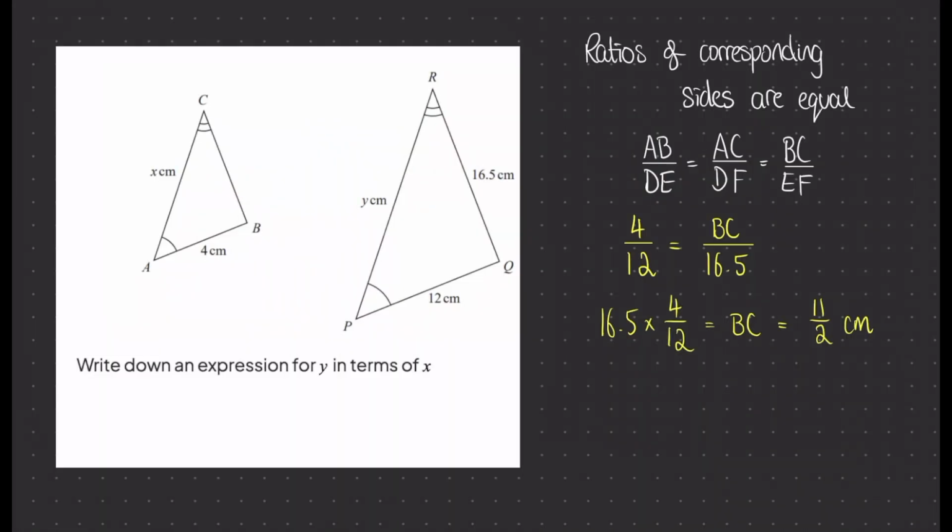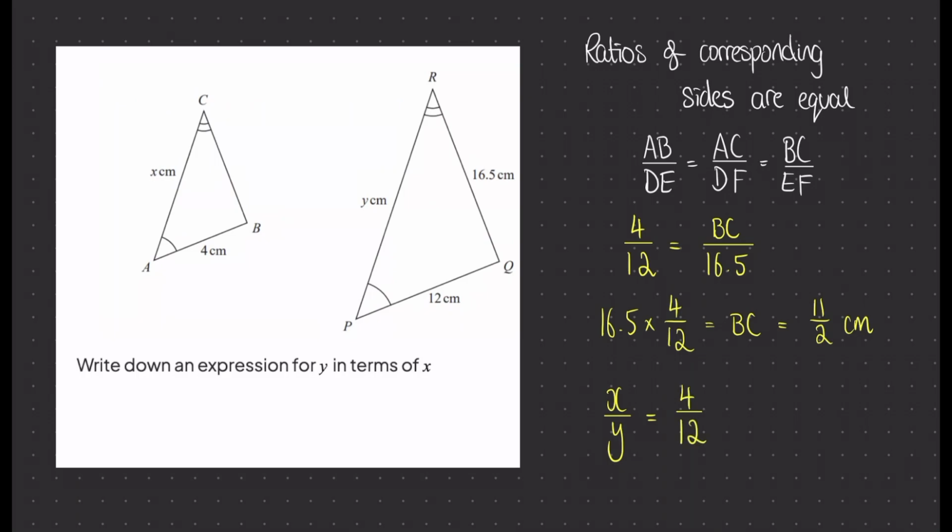The next part of the question is to write down an expression for y in terms of x. So we know that x and y are going to be related in a ratio that is the same as the ratio that we previously calculated. Remember, the ratio of corresponding sides are equal, so the ratio of x to y will be the same as the ratio of AB to PQ. Let's write that down. So x over y is going to be equal to 4 over 12.